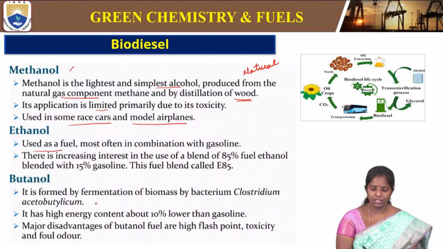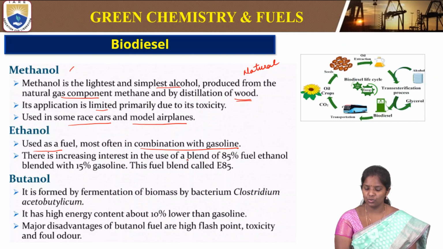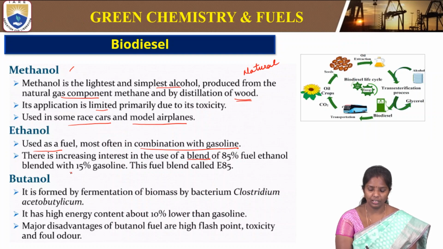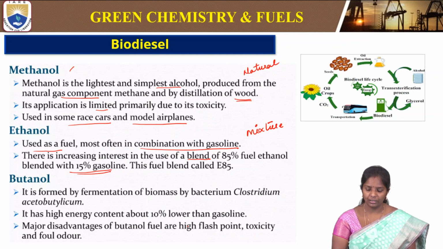Ethanol is used as a fuel most often in combination with gasoline. There is increasing interest in the use of a blend of 85% fuel ethanol with 15% gasoline. So this is generally used as a mixture of gasoline and ethanol. This blend is called E85. Commercially it is called E85, and it is the most widely used.